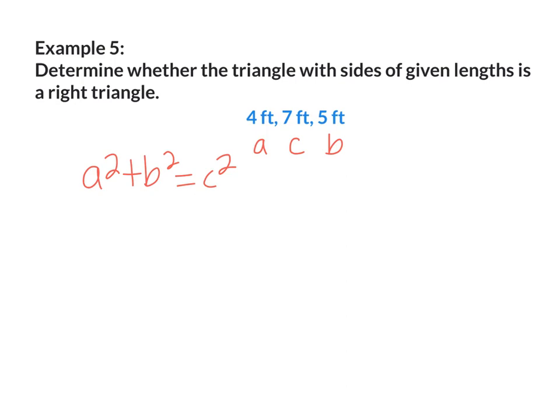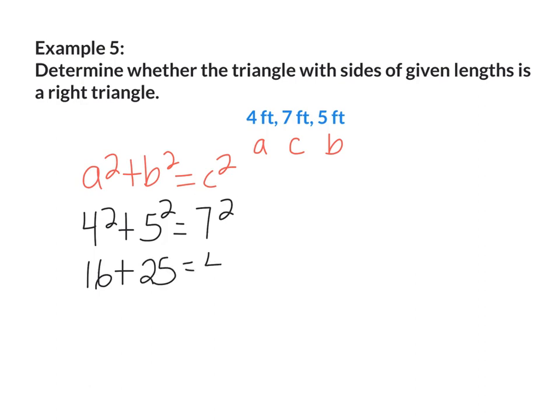So now I'm going to go ahead and plug in my numbers into the formula. So a squared is going to be 4 squared. B squared is going to be 5 squared. And c squared is going to be 7 squared. So 4 squared is 16. 5 squared is 25. And 7 squared is 49. So now I'm going to go ahead and add 16 and 25, and that gives me 41. And then I'm going to bring down 49. I notice that 41 does not equal 49. Therefore, no, this is not a right triangle.